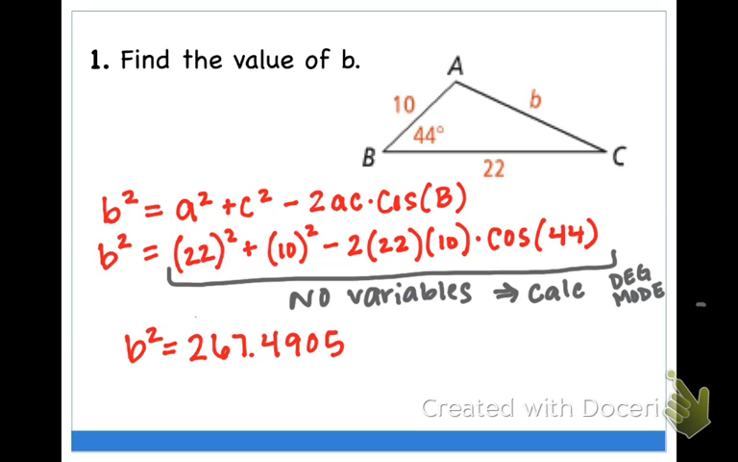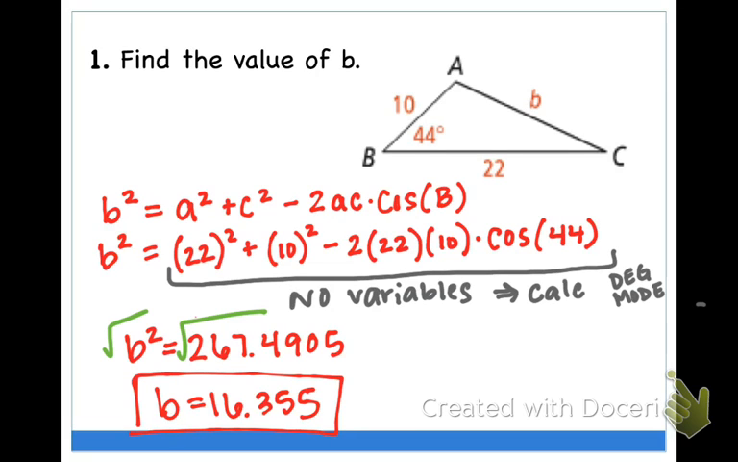Okay, there are no variables on the entire side of the equation, so we could put it all into our calculator and we get this number. We just need to do one little thing. We don't have b equals, we have b squared equals. So I need to undo the square. So take the square root of both sides. We do that, and we get that b equals 16.355.